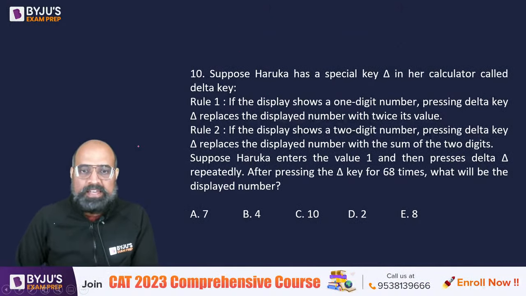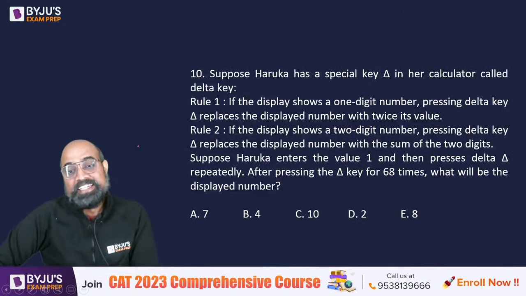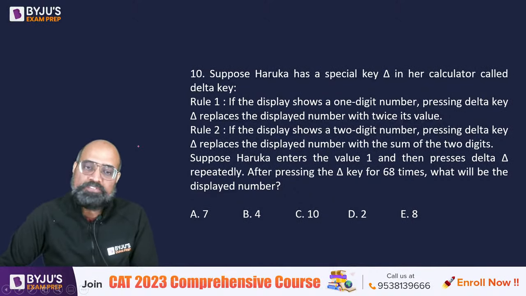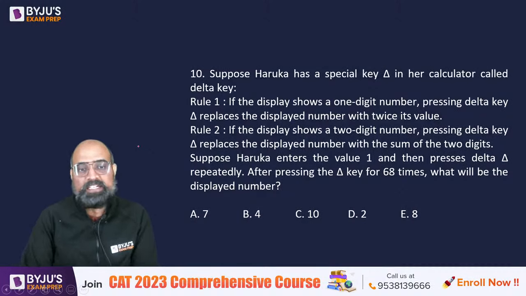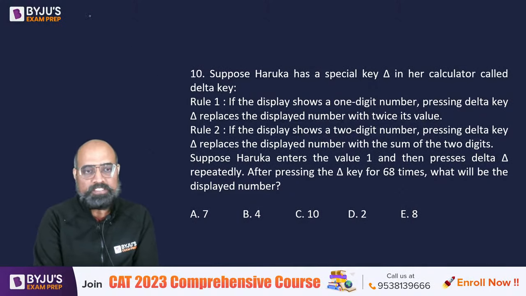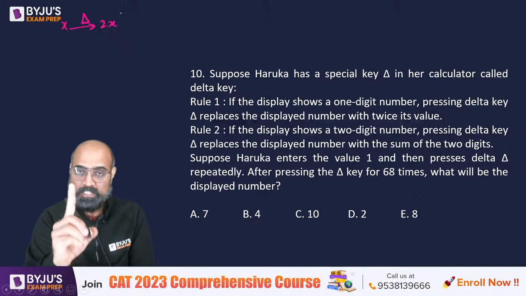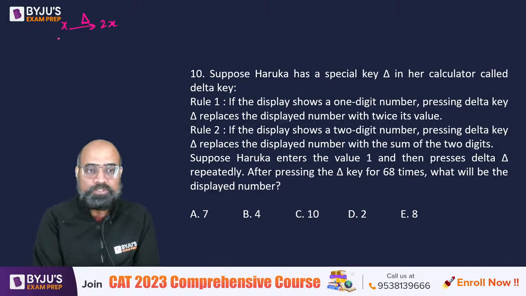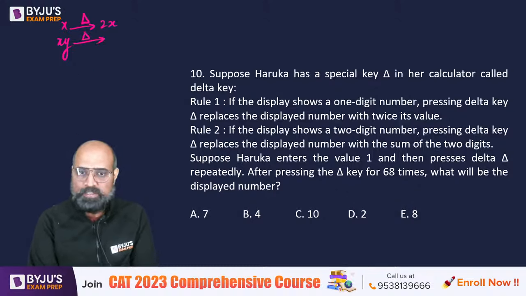Okay. Next, suppose Haruka has a special key delta in her calculator called the delta key, of course. Rule 1, if the display shows a 1-digit number, pressing the delta key replaces the number with twice its value. So if you press delta, x changes to 2x if it's a single-digit number. Rule 2, if the display shows a 2-digit number, let's say it's xy, when delta is pressed, it's not x plus y as a product, it's a 2-digit number. It displays the number with the sum of the digits. So this is x plus y.